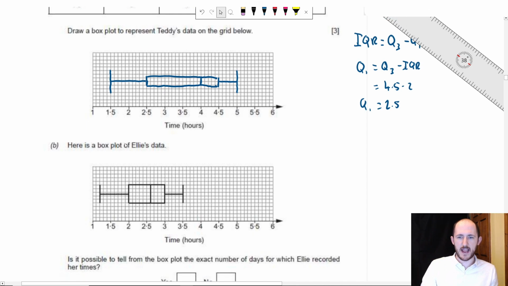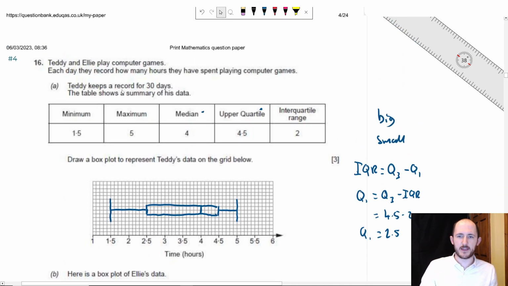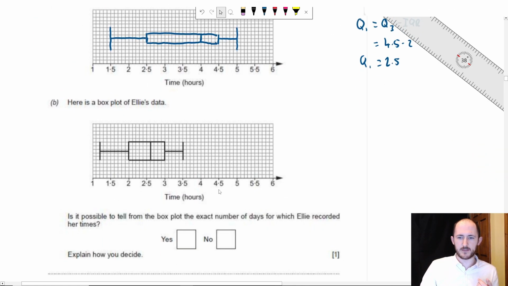So here's a box plot of Ellie's data. So it's the same thing in terms of... just to read the situation, because it's quite important. Each day they record how many hours they spent playing video games. Teddy does 30 days, and this is his data. This is how many hours he spends. And this is Ellie's for the same 30 days.